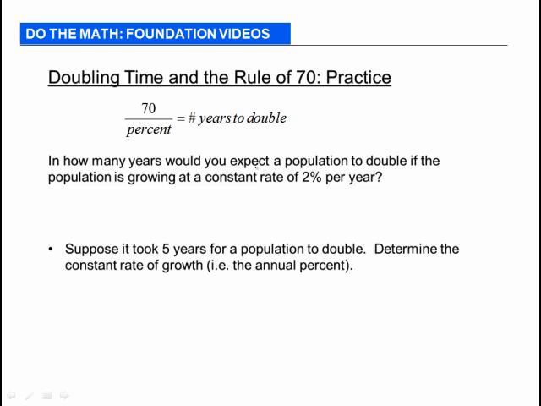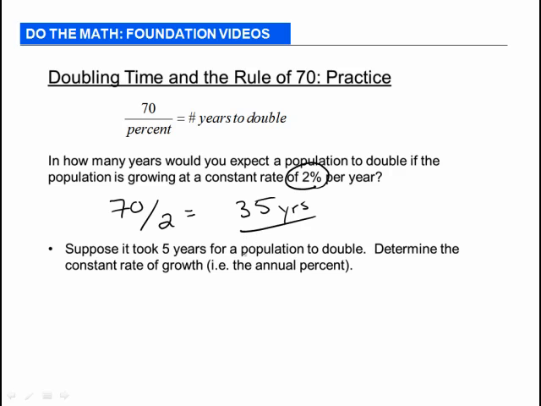In how many years would you expect the population to double if the population growth rate is 2% per year? So in this case, you would take 70, divide by 2, and 70 divided by 2 is 35 years. So if you have a 2% growth rate, it would double in 35 years.